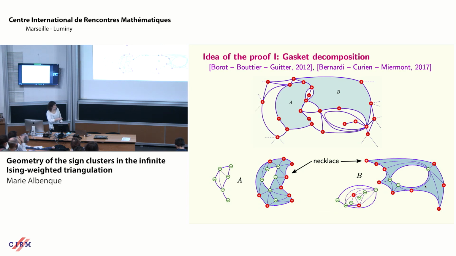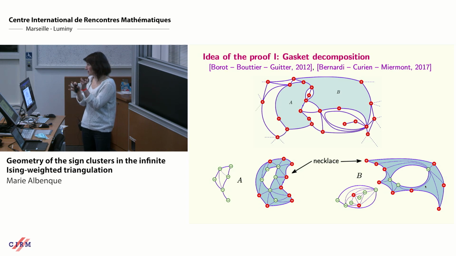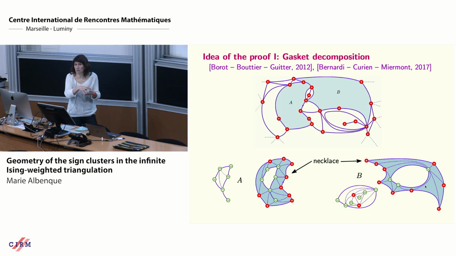And a nice term for that is a necklace. So you introduce the decomposition. You have a first part in these spaces, which is a necklace made of non-monochromatic edges. And then what you have in the inside of the necklace is a region where you have only minus spins, and here you need to glue the rest of the triangulation. So now you're going to glue an Ising-weighted triangulation with a monochromatic boundary condition. All the spins on the boundary are going to be minus spins.